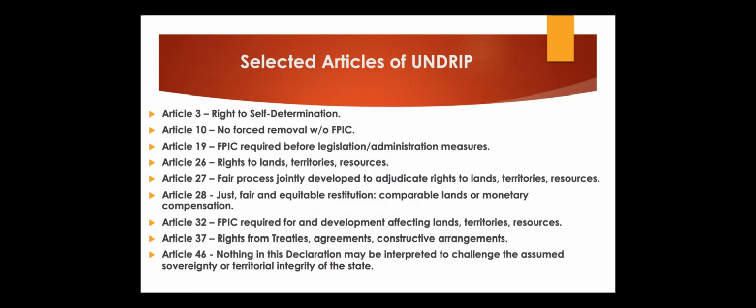Article 10 is important: no forced removal without free, prior, and informed consent. Well, in the Wet'suwet'en situation, we've seen they violated that article in BC. Article 19: free, prior, and informed consent is required before legislative and administrative measures.